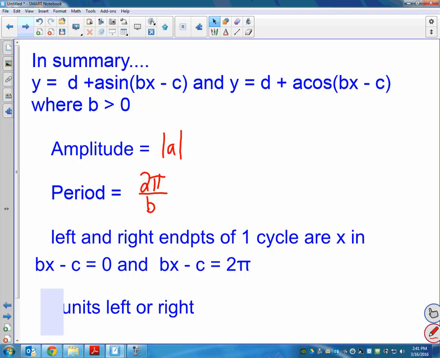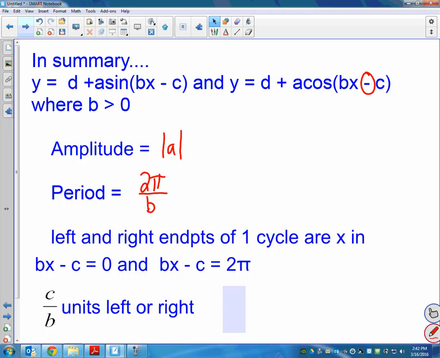And then the phase shifts, that's the hard part. So remember that the left and right endpoints of one cycle are found by setting bx minus c equal to 0 and equal to 2 pi. Or the shortcut for finding that phase shift is you're moving c over b units left or right. And it all depends on this sign here. The equation says bx minus c. So if it's a minus up there, then you're moving right. If that was bx plus c, then now you're moving left that many units.